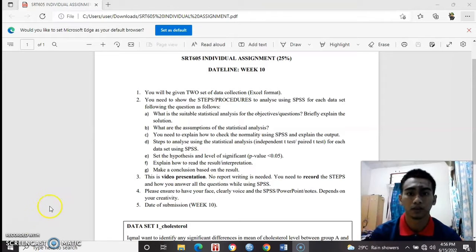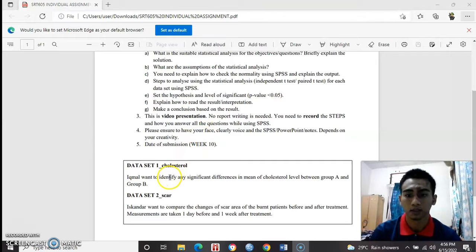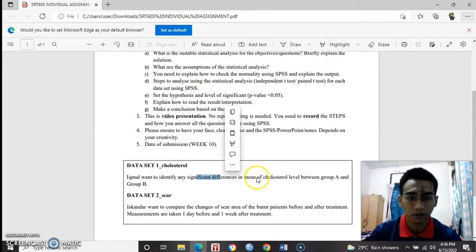So for today, I will do the individual assignment for the subject SRT 6 of 5. In this assignment, we got two questions, two sets of data collection. The first set is where the clinician wants to identify any significant difference in the mean cholesterol level between group A and group B.